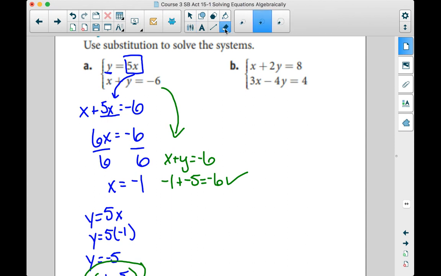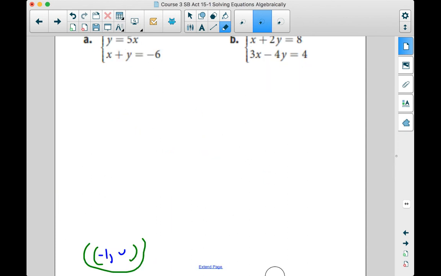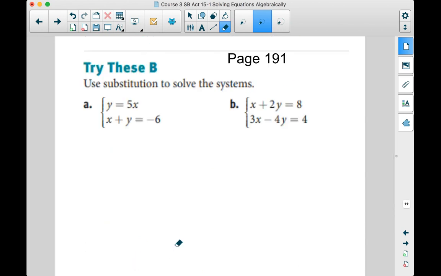Okay, now there's a couple ways to do letter B. I'm going to go ahead and erase my screen to make some room for letter B. The way that I'm going to show you is only one of several ways to solve this problem. If you have a different preference, it's absolutely fine. You can solve it using a different preference.